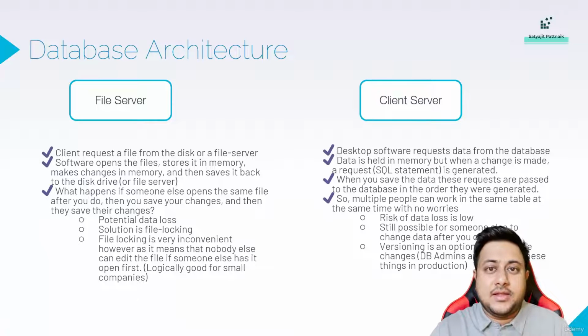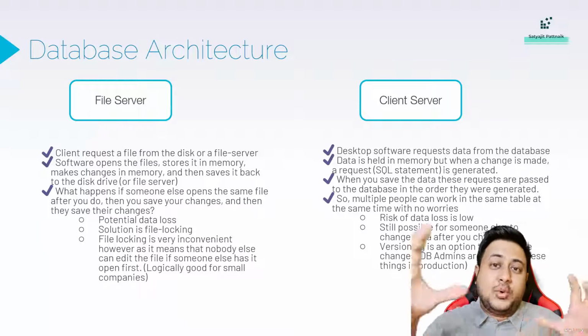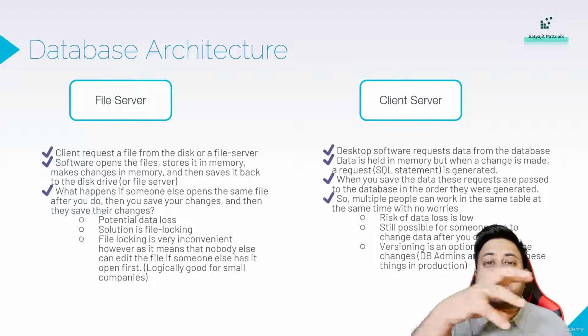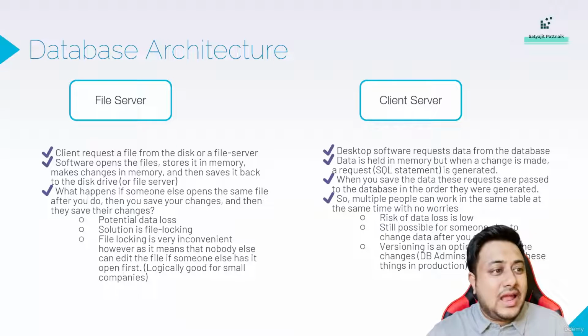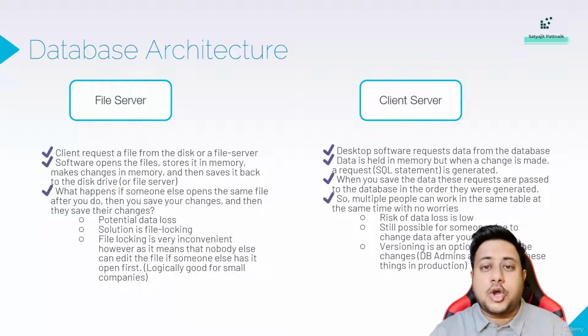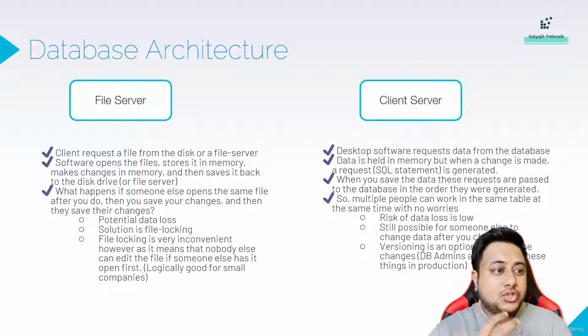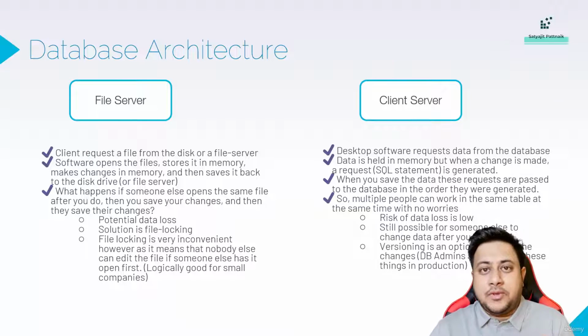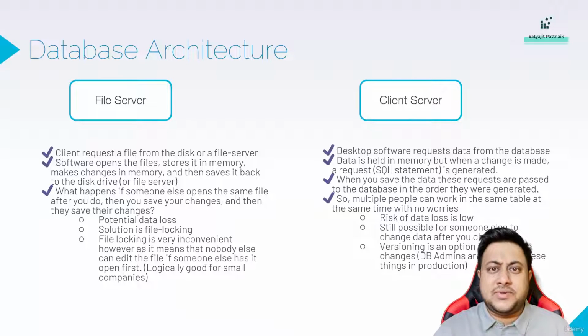So client could be anybody. It could be you. It could be somebody who is trying to access the data, who is trying to access the file. So client requests a file from the disk or a file server. Software opens the files. When you double click, the file gets opened. Your file could be of any file type. It could be an Excel sheet, JSON file, text file, CSV file. It could be anything. So software opens the files, stores it in memory.